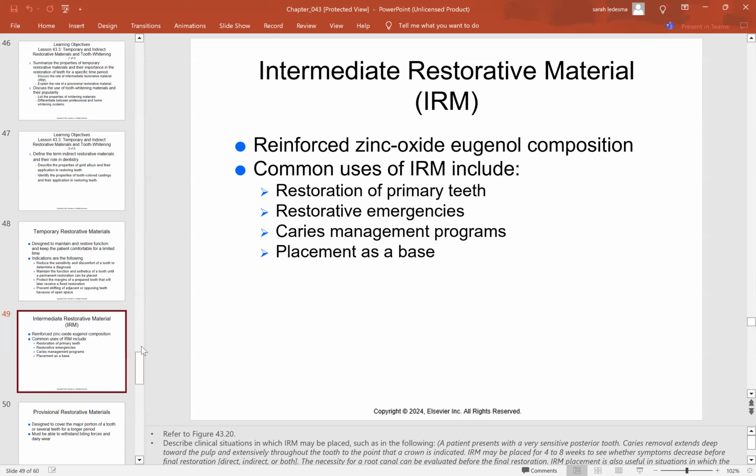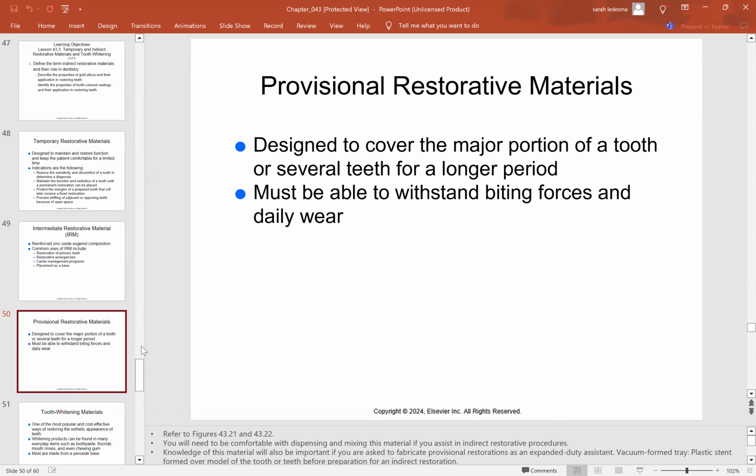Intermediate restorative material, or IRM, is a resin-reinforced zinc oxide eugenol composition, and uses will include restoration of primary teeth in emergencies, as a caries management program, or placed as a base. Provisional materials are designed to cover the major portion of a tooth or several teeth for a longer period and may be able to withstand biting forces in daily wear.